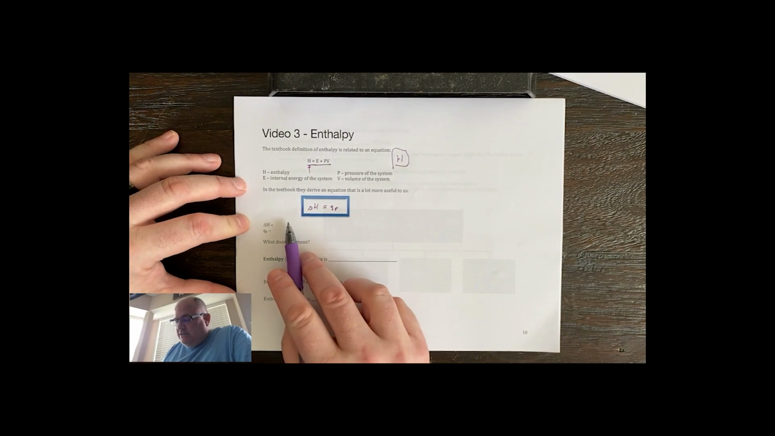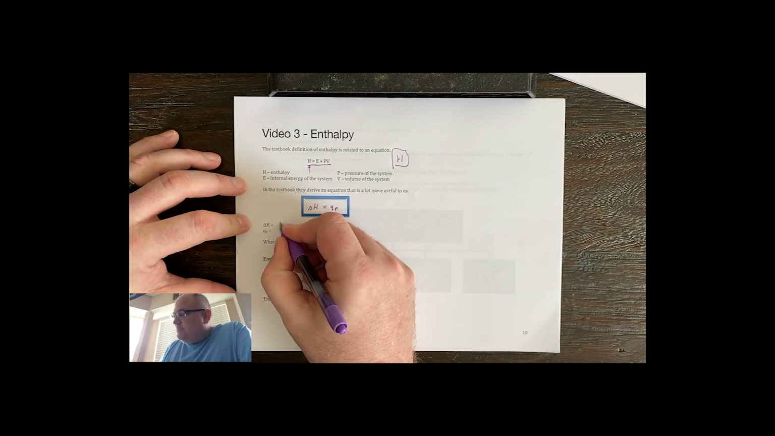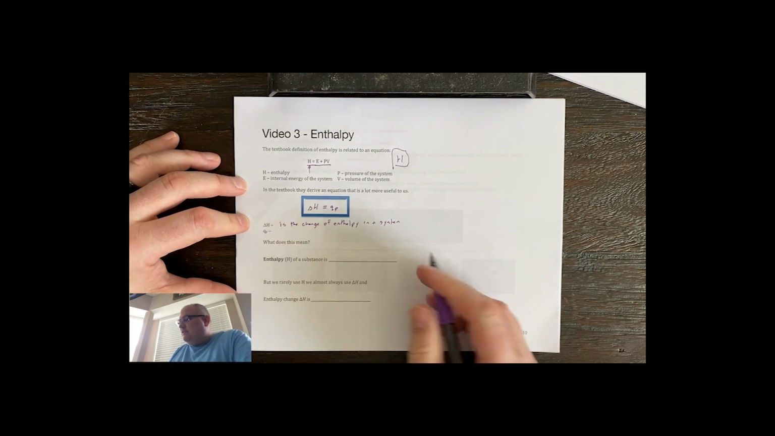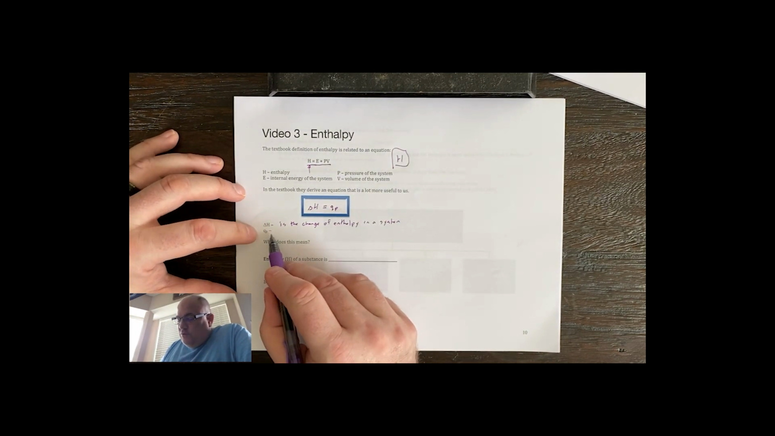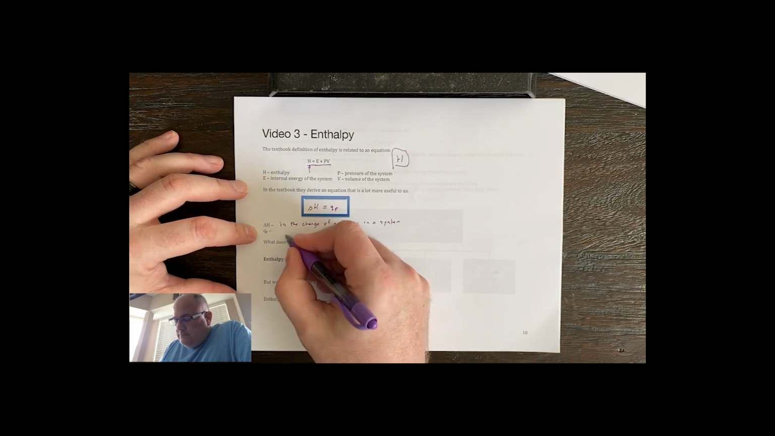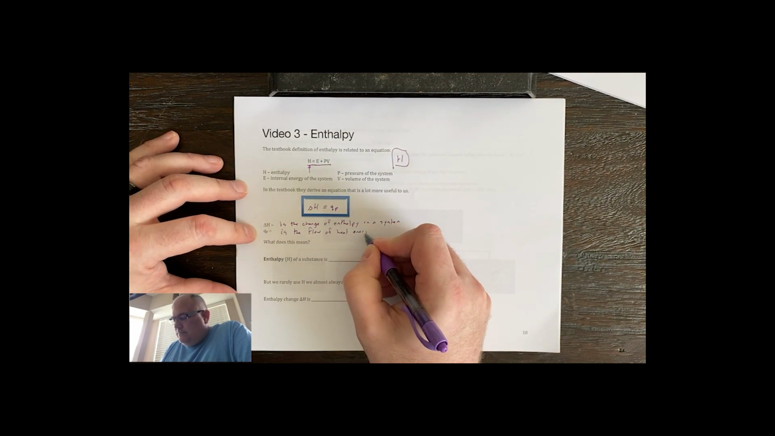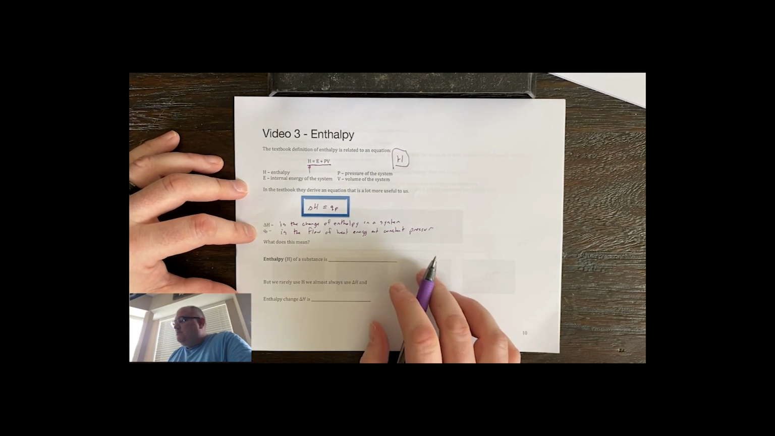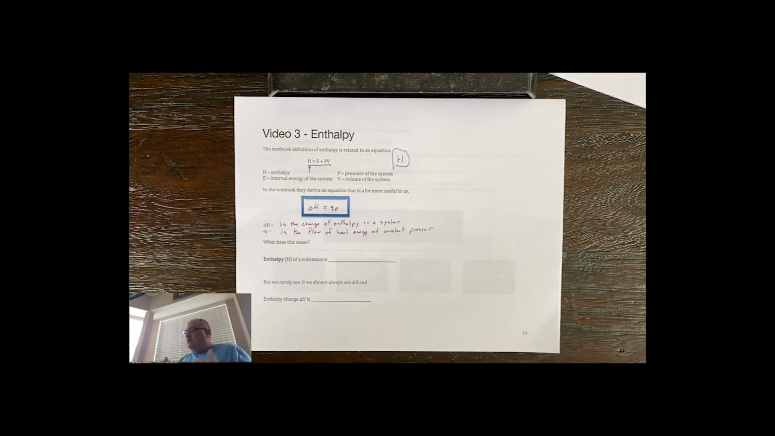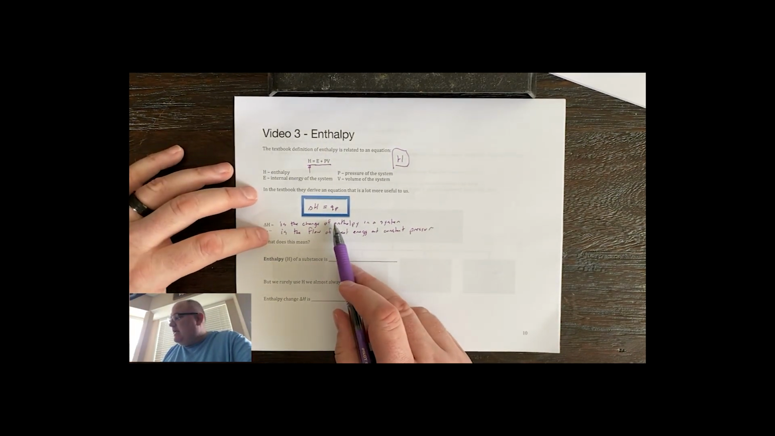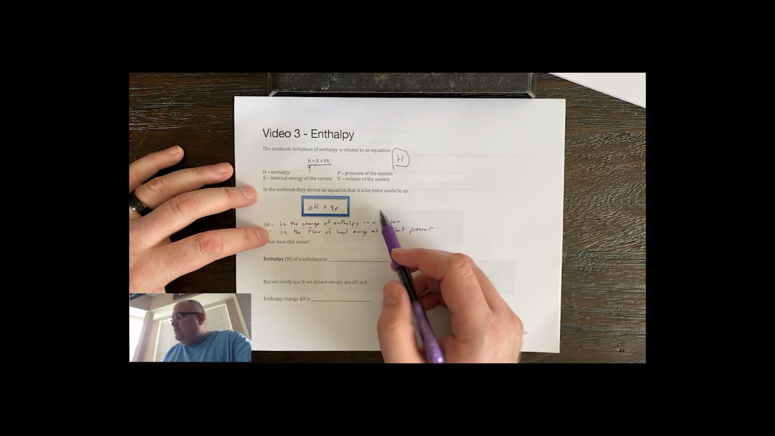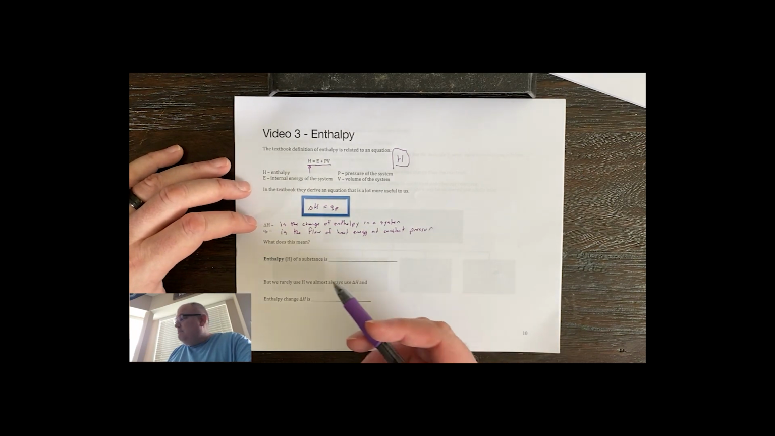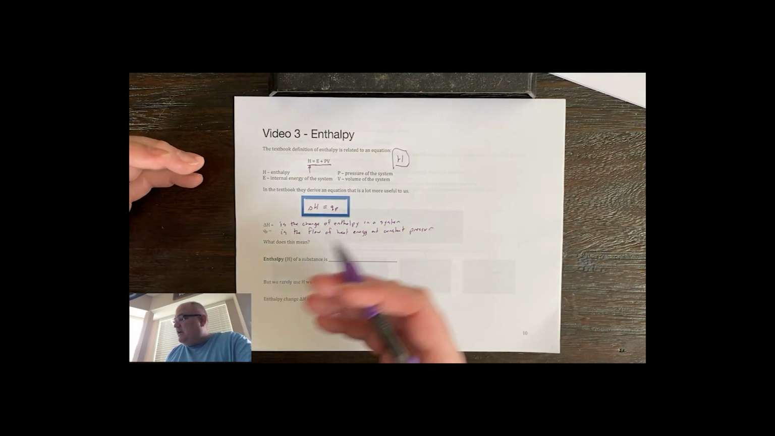Now, what are these actually defined as? Well, change in H is the change of enthalpy in a system. Q_P is the flow of heat energy at constant pressure. Now, this is a little bit confusing, but essentially what this says is that whenever we have constant pressure, the change in enthalpy is equal to the energy flow. And what that allows us is to use Q and change in H kind of interchangeably.